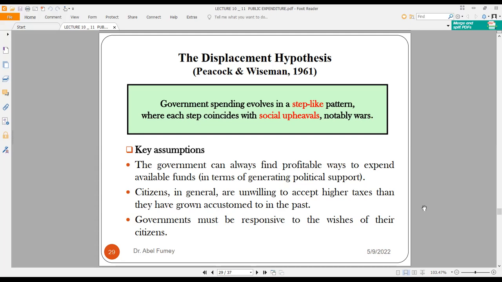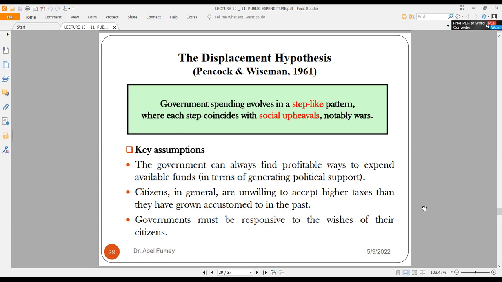Because of the war, there's supposed to be an increase in government expenditure, which also means that there's going to be an increase in taxes. You have to pay tax to finance all this. So that is what Peacock and Wiseman suggested. Let's look at the assumptions. The first assumption is that the government will always find profitable ways to expend available funds. So we have money, the government will spend it, just to get some profitable ways of spending the money just to get political support.